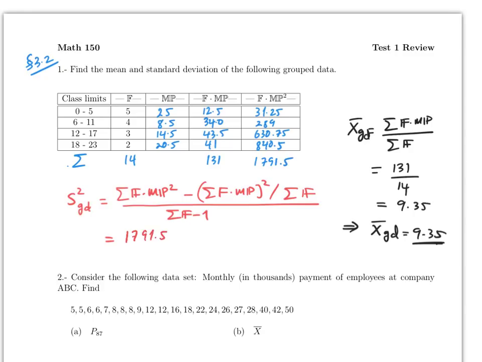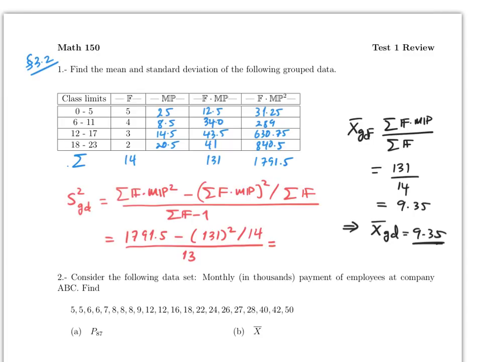If we plug in the values, which we have all of them here, this gives us 1791 minus 131 squared. Remember, the sum of the frequencies is 14, and 14 minus 1 will give you 13. Once you use a calculator here, just be careful to use the order of operations. Square this value first, divide by 14. Whatever you get from here, subtract it from this number, and whatever you get from that, divide by 13.